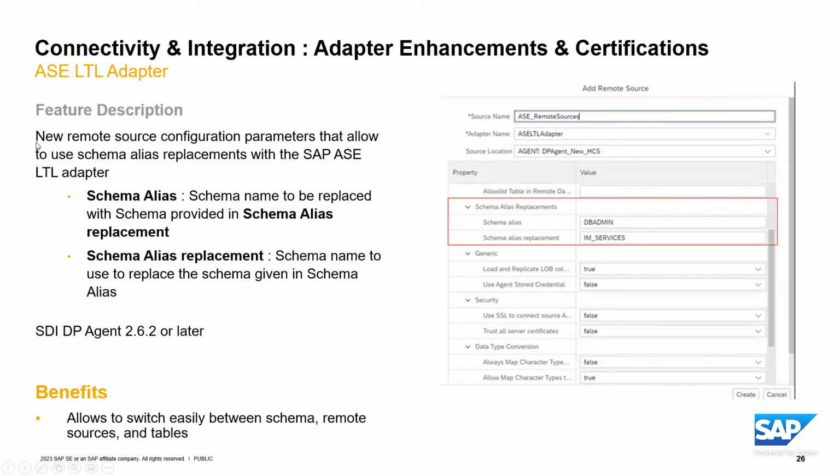Again, these options are supported with the ASC LTL adapter with DP Agent 2.6.2 or later. So this option allows you to switch easily between your schema, remote sources, and tables.